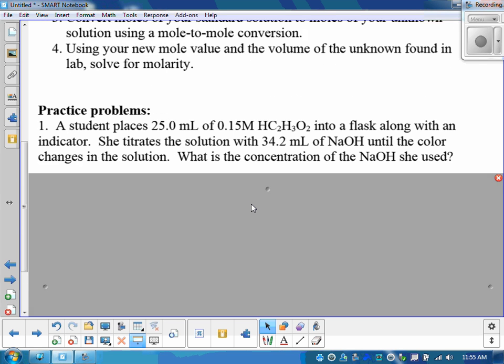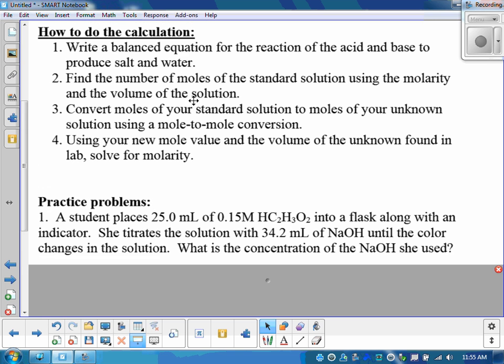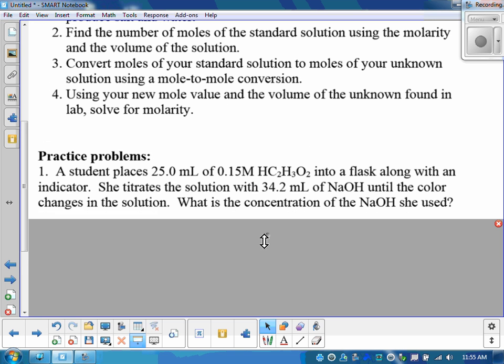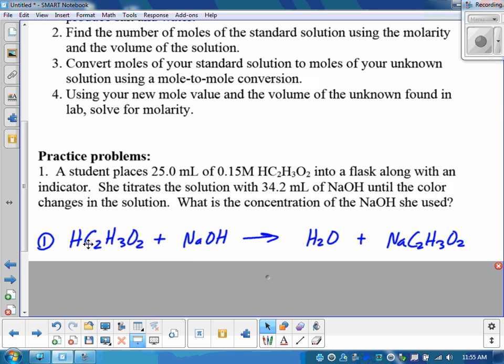So what do we do? Step 1 says write the balanced equation. Okay, right? We know our acid and our base always produce water and a salt because Na is a charge of +1 and C2H3O2 is a charge of -1. They bond in a 1-to-1 ratio. So this also happens to be a balanced equation. So I don't need to do anything there, but if it wasn't balanced, you'd need to balance it.